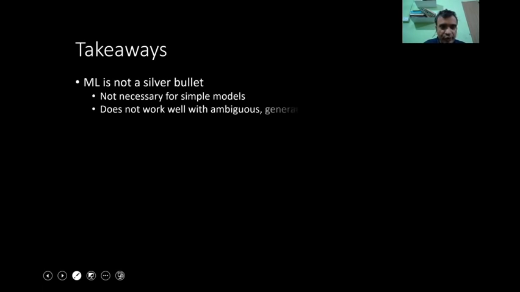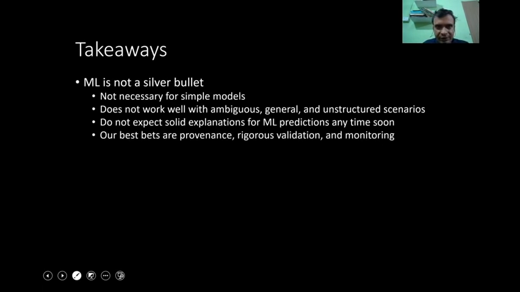Okay, so this is my final slide. Let's talk about the takeaways. What did we talk about? AI is not a silver bullet. Don't expect it to answer all your problems. AI is not necessary for simple models. It does not work well with ambiguous, general, and unstructured data and scenarios. Do not expect solid explanation from ML predictions anytime soon.